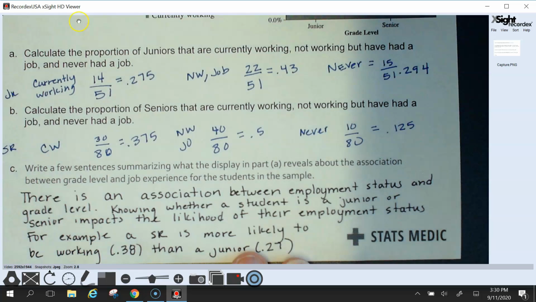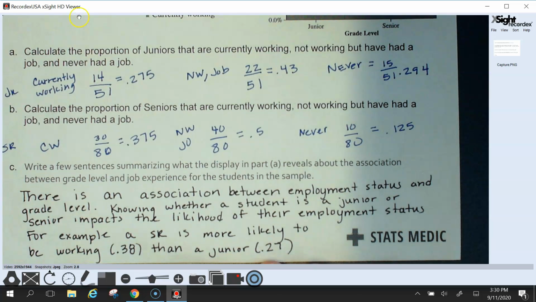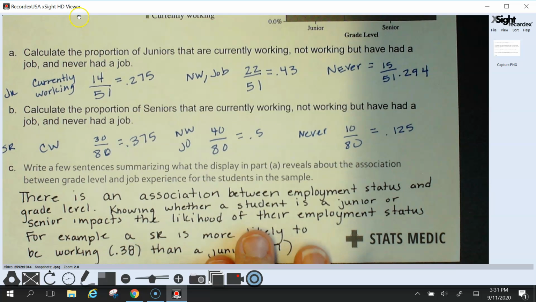So what I have here is there is an association between employment status and grade level. Knowing whether a student is a junior or a senior impacts the likelihood of their employment status. For example, a senior is more likely to be working 38% than a junior, which is 27%.